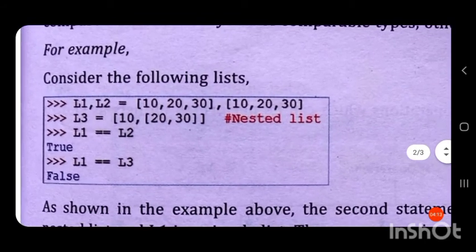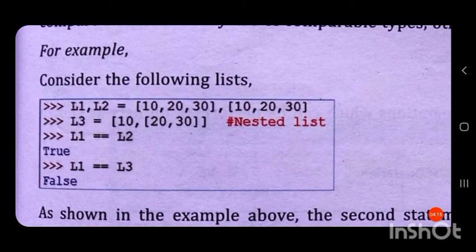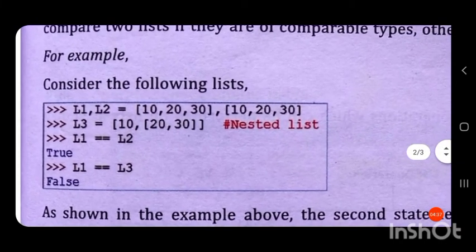First it will compare whether the first element in L1 is equal to the first element in L3. First element in L1 is what? 10, and first element in L3 is 10. So it is true. Then it will compare the next element. Next element in L1 is 20. Next element in L3 is a nested list. So both elements are not the same, so it will return false.